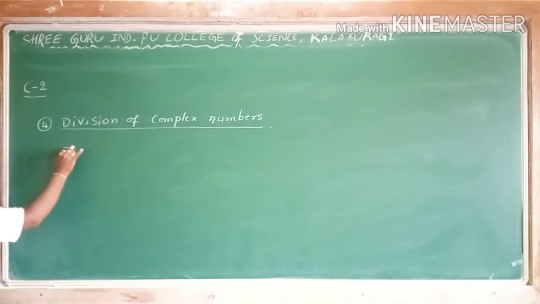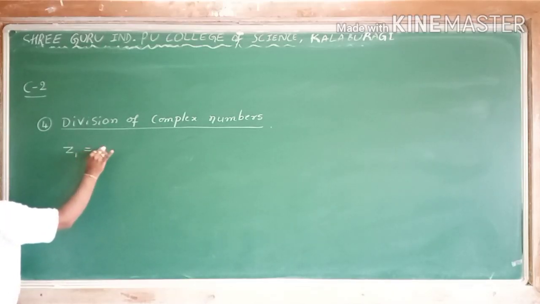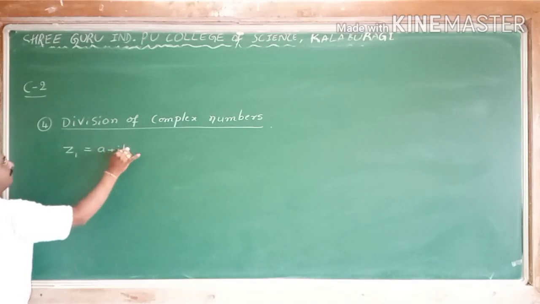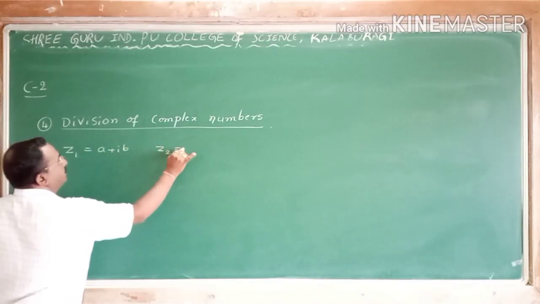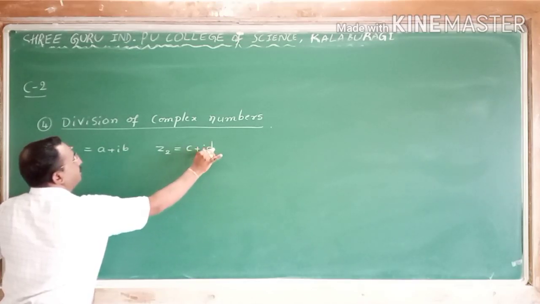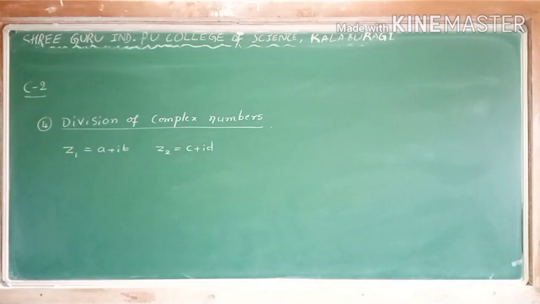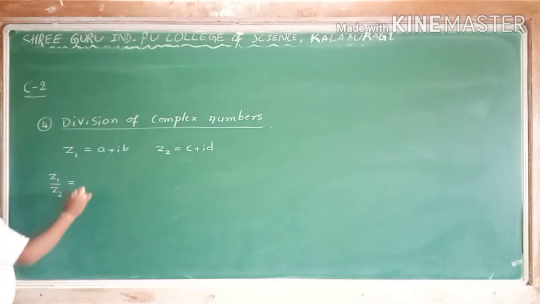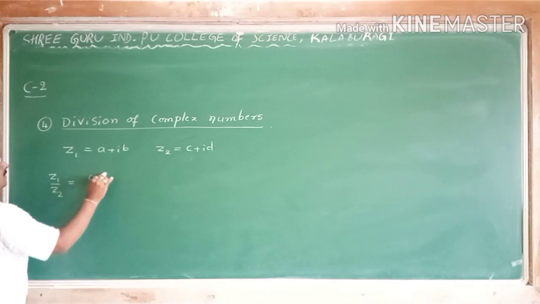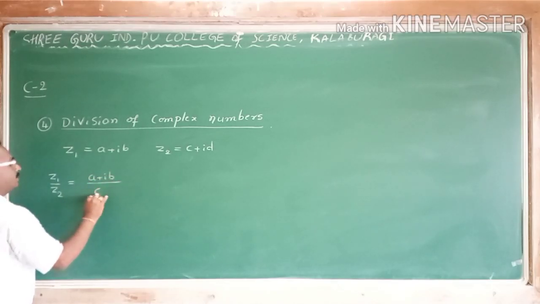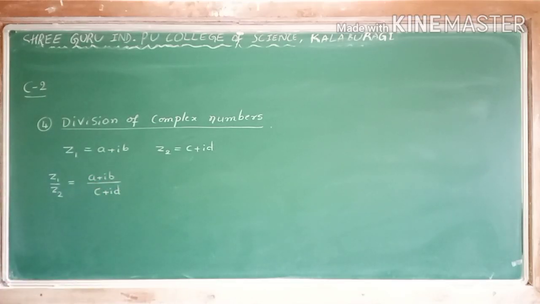In general, Z1 is a plus ib, and Z2 is c plus id. This is the general division form: Z1 by Z2 is equal to a plus ib divided by c plus id.